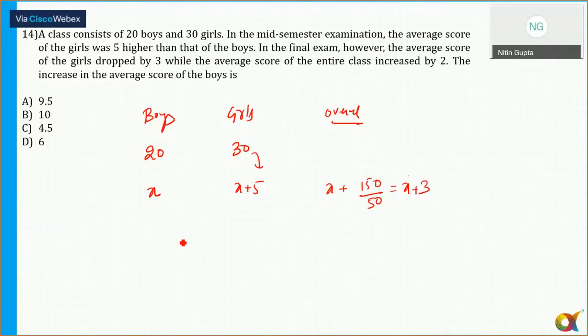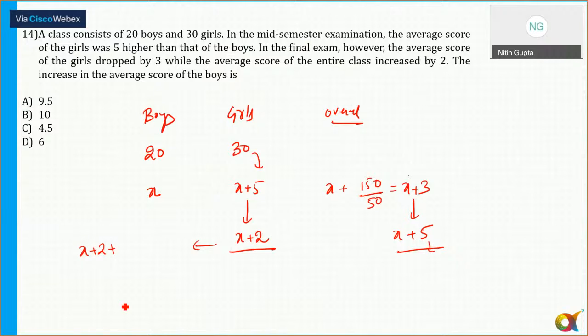Okay. Now, in the final exam, however, the average score of the girls dropped by 3. So in the final exam, the average of the girls is X plus 5 dropped by 3, so it will be equal to X plus 2. While the average score of the entire class increased by 2, so the average of the entire class is X plus 5. So here it is X plus 2, but overall I need X plus 5. So what is the boys'? Okay, X plus 2 here. But here I need the overall 5.